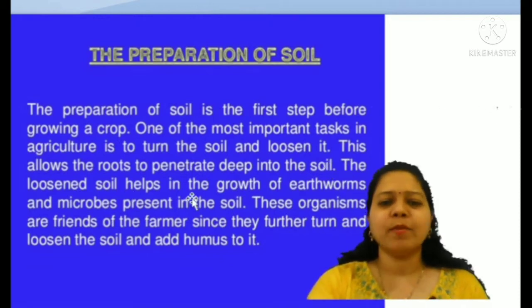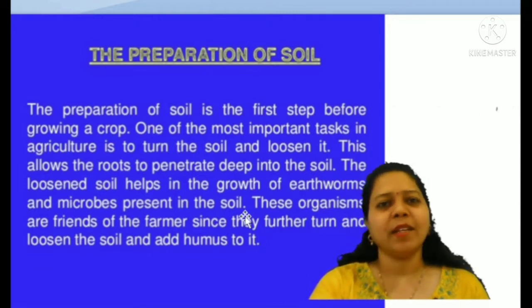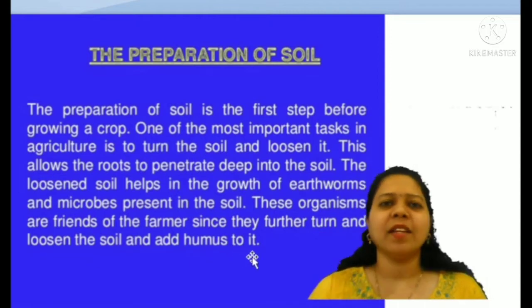The loosened soil helps in the growth of earthworms and microbes present in the soil. These organisms are friends of farmers since they further turn and loosen the soil and add humus to it. We are saying earthworms are the friends of farmers.